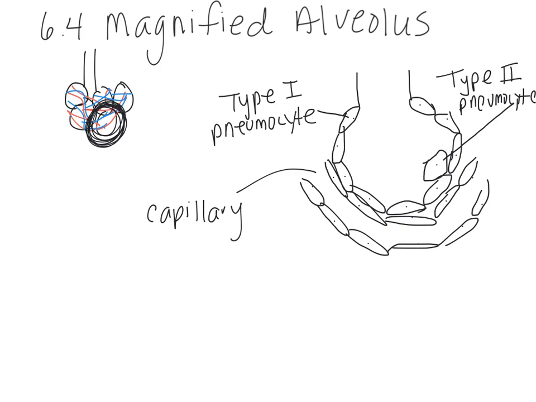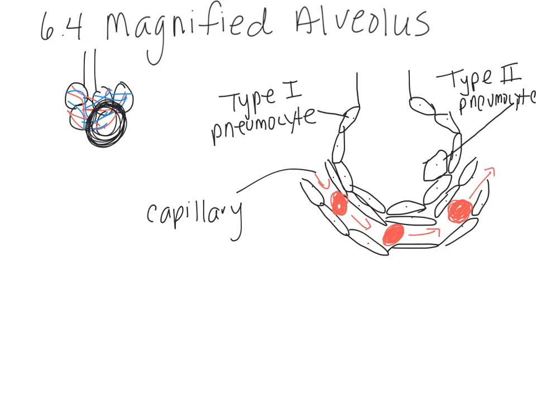Inside of the capillary, I'm going to find a bunch of our erythrocytes, these red blood cells. Red blood cells have hemoglobin, and hemoglobin's job is to carry oxygen throughout the bloodstream. So if these hemoglobin molecules are traveling this way, they are coming to the alveolus, and these are then leaving the alveolus. Let's think about where they're coming from.